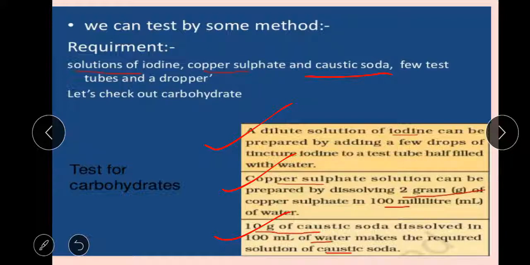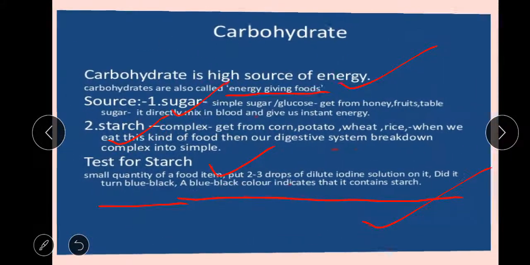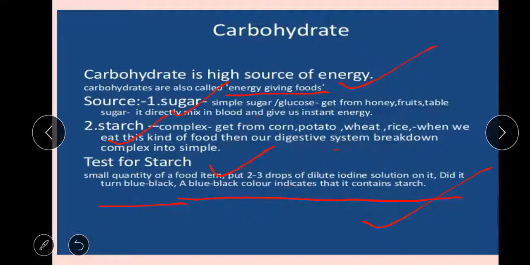There are many types of carbohydrates. The main carbohydrates found in our food are in the form of starch and sugar. So in the previous slide, we have given the test for starch. This is too simple. You have to add only 2 to 3 drops of dilute iodine solution. And you all know iodine is found in iodized salt.